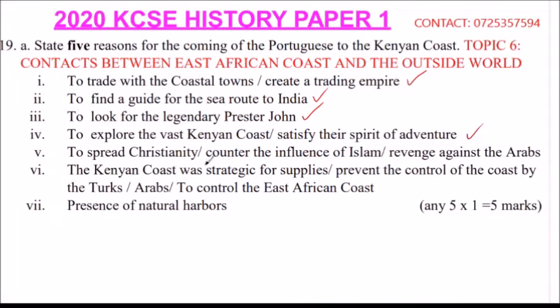Number 5, to spread Christianity, counter the influence of Islam, revenge against the Arabs. Number 6, the Kenya coast was strategic for supplying, or to prevent the control of the coast by the Arabs, to control the East African coast. So that's another reason. Number 7, presence of natural harbors. So that's another reason why they came to the Kenyan coast.